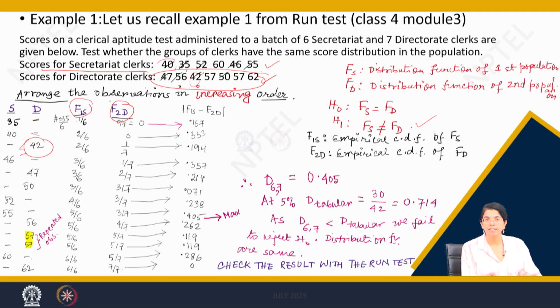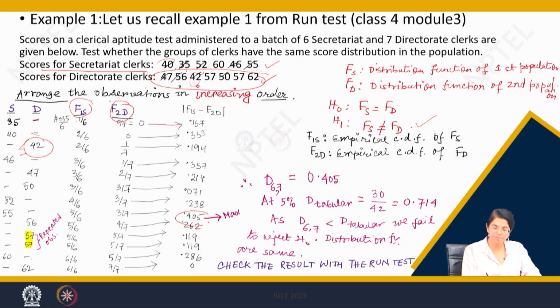Only 40 and 35. So 2. So 2 by 6 will be the empirical distribution function at that point x is equal to 42. So once you are done with these two columns, then you have to figure out the absolute distance, and these are the absolute distance. It is just the mere subtraction. Catch out the maximum distance from this column.